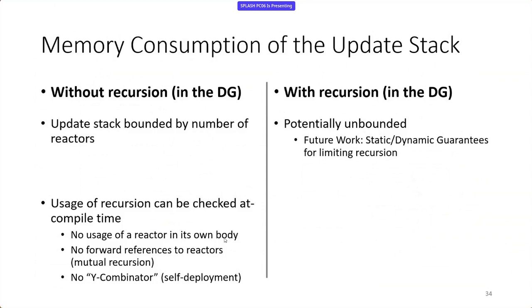And checking for recursion is, in this variant of I, very easy, because you just have to make sure that there are no forward references to other reactors, and that you don't use the reactor itself in its own body. We don't have a fixed-point combinator, as in, for example, lambda calculus. If you have recursion, yeah, there might be some issues there, but I'll just say it's future work. I'm going to worry about that later.